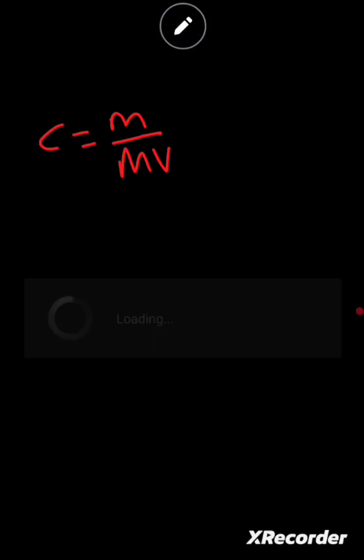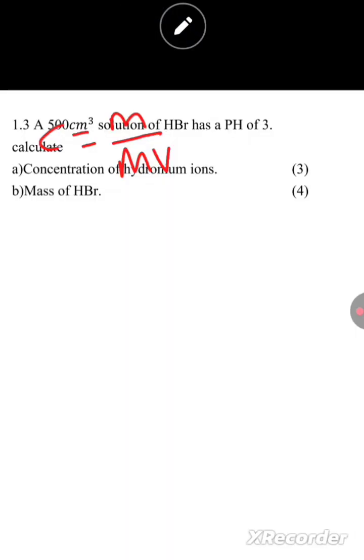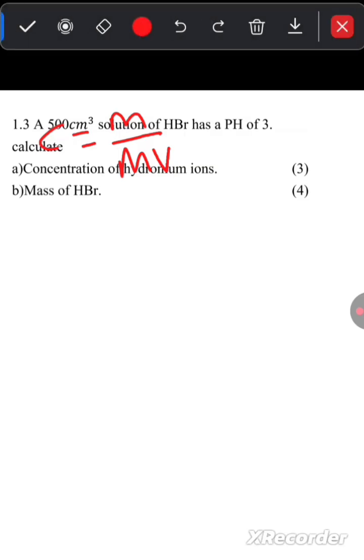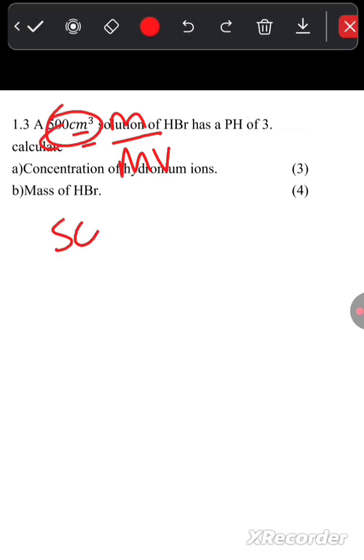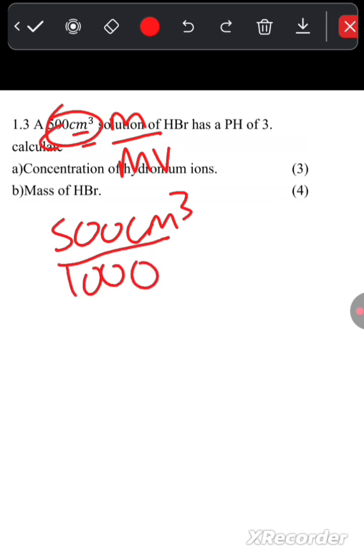So we said C is equal to mass over molar mass times volume. But the volume that we are given there is 500 cubic centimeters. These 500 cubic centimeters must be converted to cubic decimeters by dividing by 1,000, so that it is now 0.5 cubic decimeter. That is the volume that we are going to use. It must be measured in cubic decimeters. Okay?